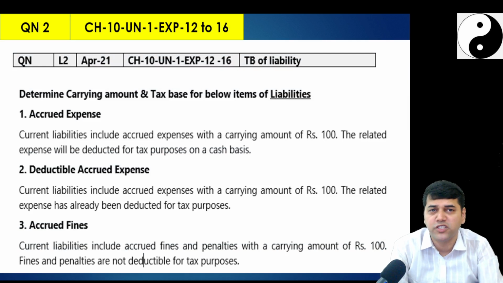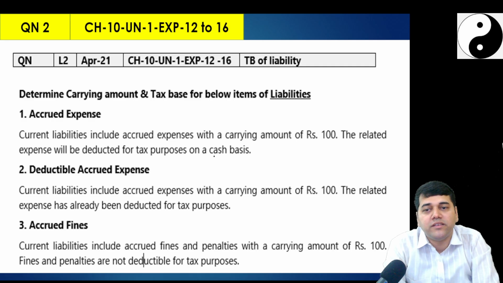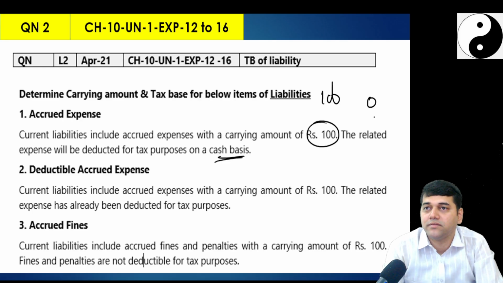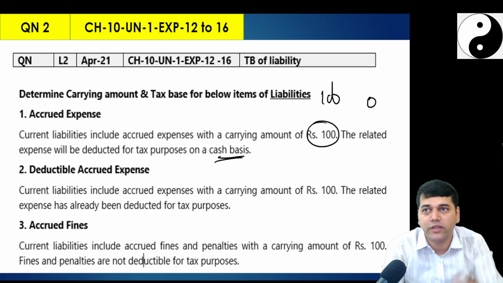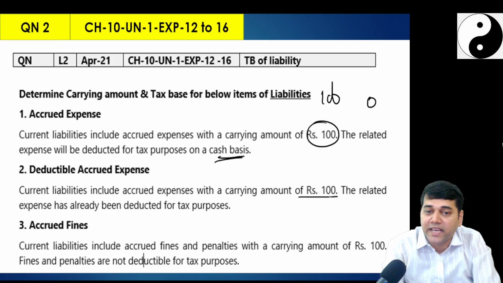If you see this particular chapter in the study material, they have given so many examples. Now, accrued expense. Current liabilities include accrued expense of 100, but they will pay on cash basis. You can claim it as a deduction only on cash basis. Yes, because you claimed expense to liability, but they said no, I will permit you on cash basis. Current liabilities include accrued expenses with the carrying amount of 100.